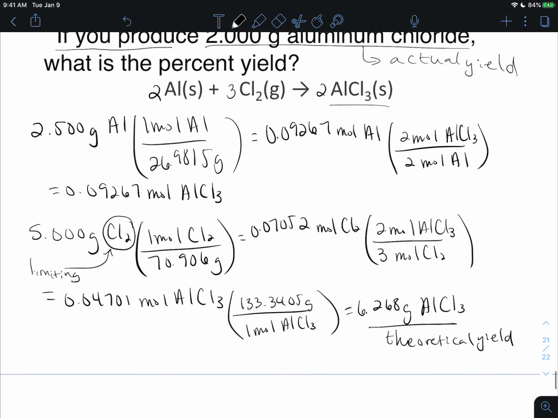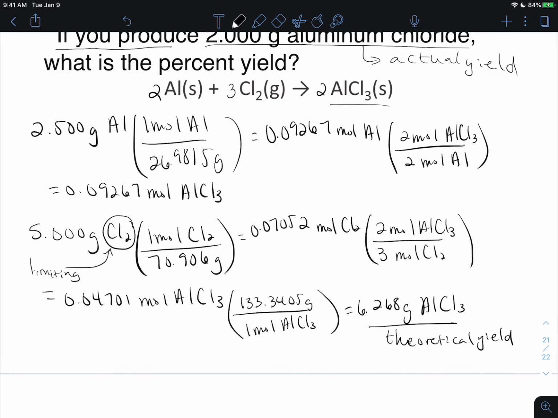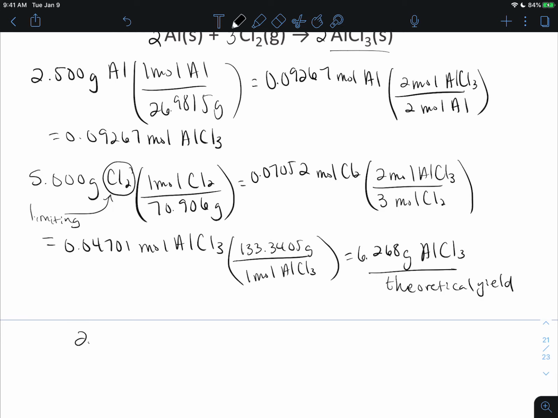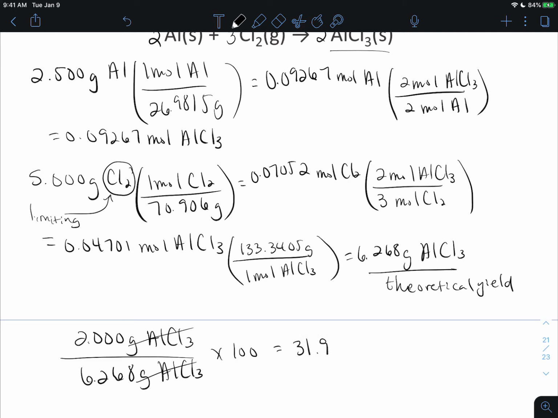So now that we have our theoretical yield, we want to solve for our percent yield. Our percent yield is our actual yield over theoretical yield times 100. Our actual yield is 2.000 grams of aluminum chloride. Our theoretical yield is 6.268 grams of aluminum chloride. Grams of aluminum chloride will cancel out, times 100, and we get an abysmal 31.91%. Not a great percent yield.